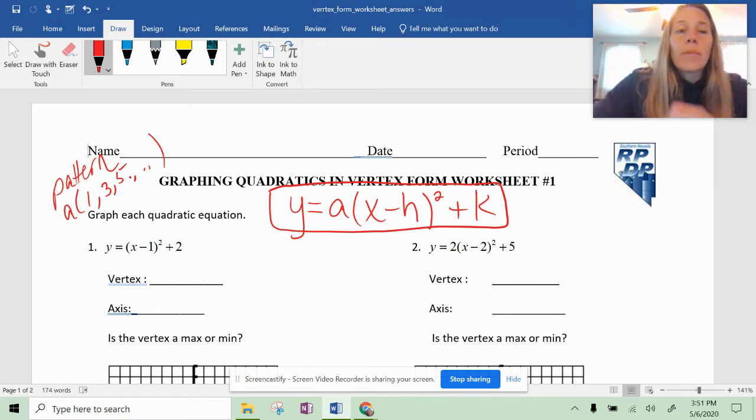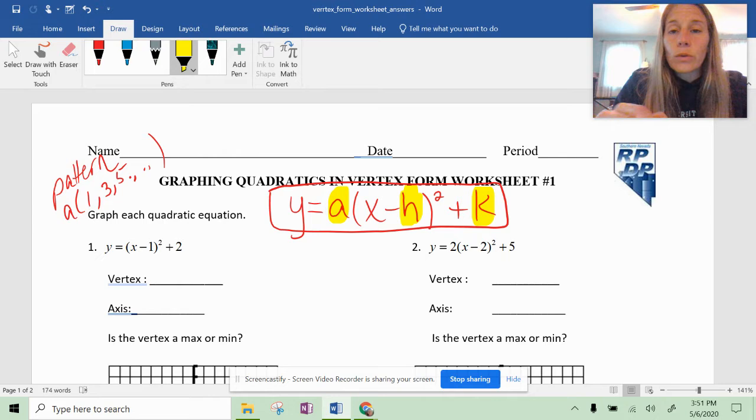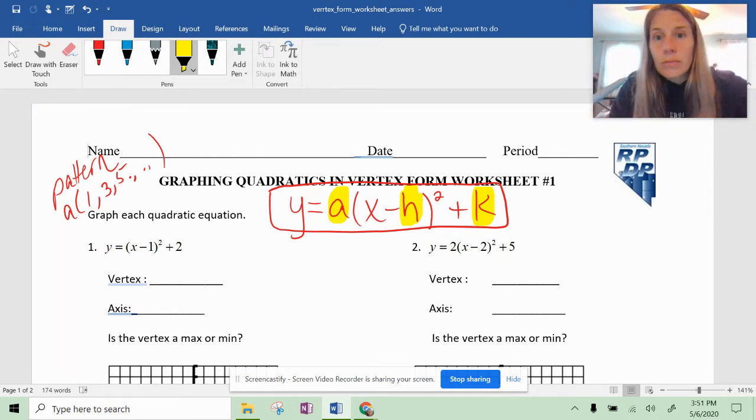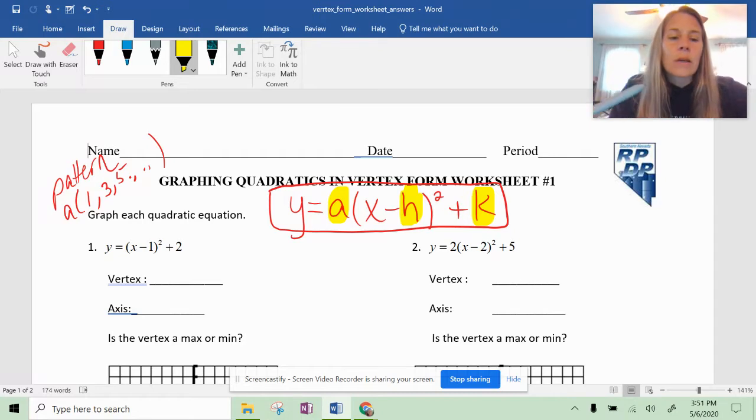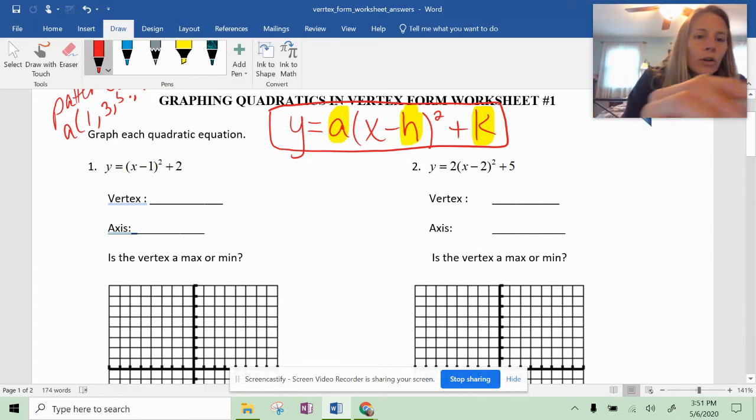Okay, so basically what you need to find when you look at this is your a value, your h value, and your k value, and those are the 3 numbers that you need to figure out the vertex, the axis of symmetry, and then plot the rest of your points, and also know if it's a min or a max for your vertex. So first of all, let's start out our first problem.